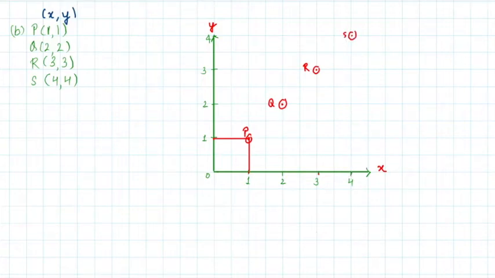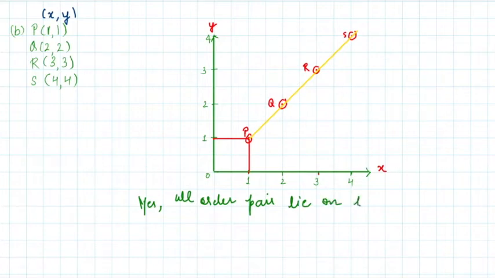Now we will again check whether they lie on the same line. For that we need to join P to Q, then Q to R, and then R to S. Yes, they are lying on the same line. So what will be my answer statement here? We can write: yes, all ordered pairs lie on the same line.